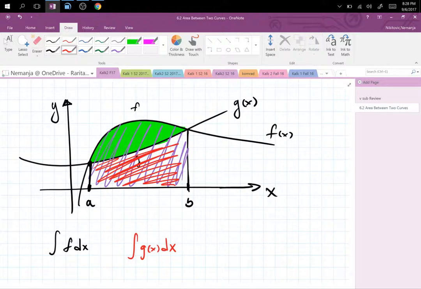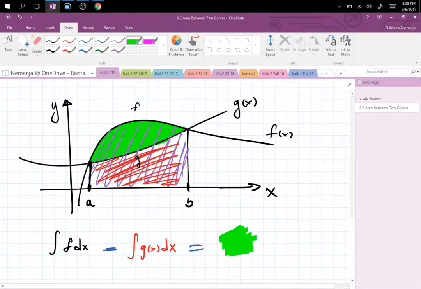So when you put negative in between, you get the green. Make sense? Hopefully makes sense.